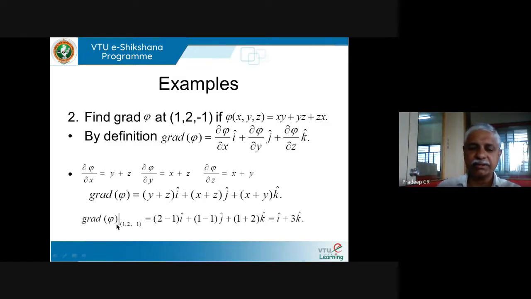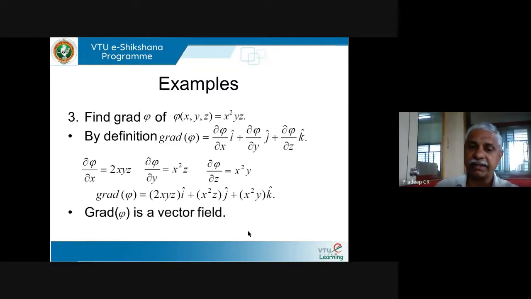I want grad phi at (1, 2, -1). Substitute x equal to 1, y equal to 2, z equal to -1 in this. I hope I have done it correctly. Please check, and if I have not done it correctly, please correct it. Mostly it's correct. So grad phi at (1, 2, -1) is i plus 3k.